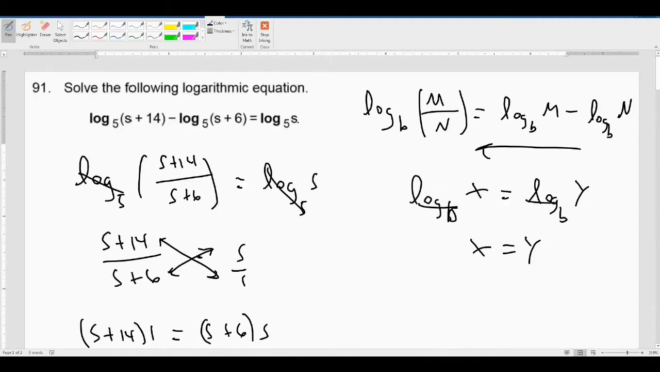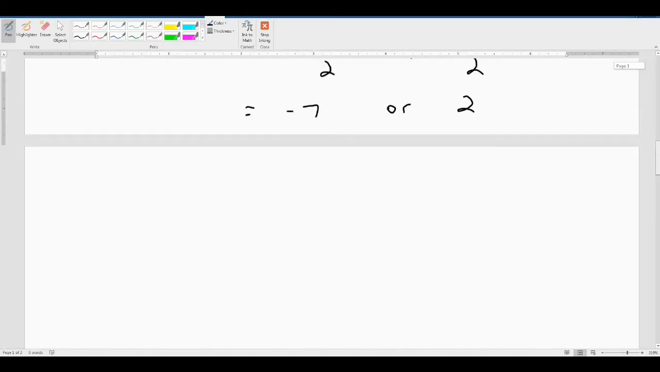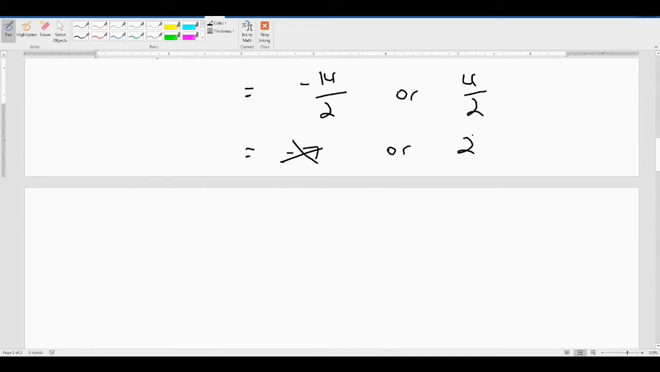Since I have log of negative 7, I can't take the log of a negative number. The 2 was fine because it's positive and I don't have negatives anywhere when I substitute in. But I do get logs of negative numbers when I use the negative 7. So my only answer is x equals 2.